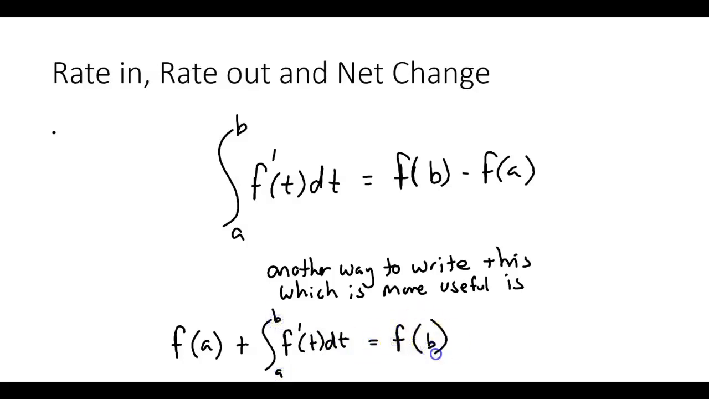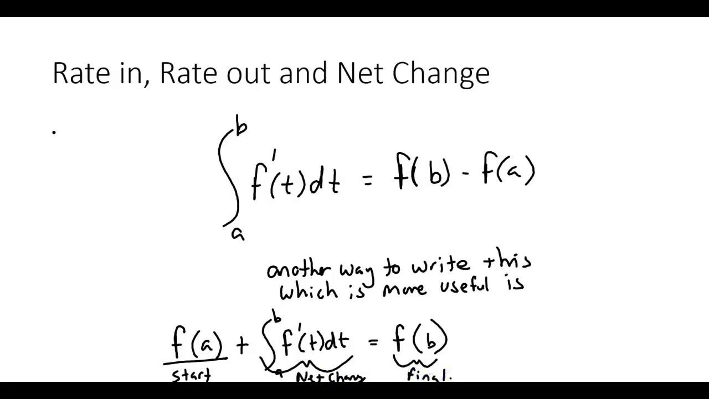Why is that? Well, it's just because of the type of word problems that we're going to be using right now in these units for the next 4 days. What does f of a represent? That represents your starting amount, right? What does this represent? This represents the total change, or the net change. And what does this represent? This represents the final amount.